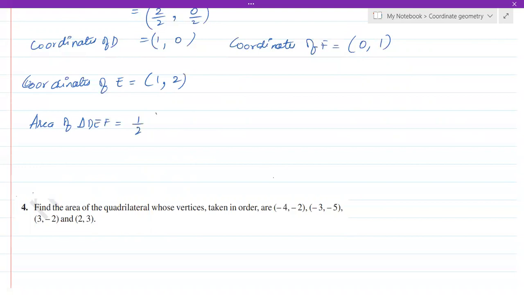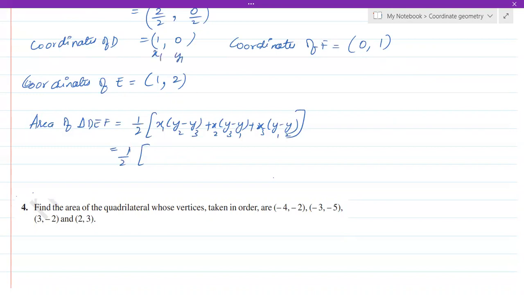What will be the formula? Half into x1 (y2 minus y3) plus x2 (y3 minus y1) plus x3 (y1 minus y2). And let's substitute the formula. Half, and we have to put the suffix 1, 2, 3, 2, 3, 1, 3, 1, 2. So here, let's take coordinates of D as x1, y1, coordinates of E as x2, y2, and coordinates of F as x3, y3.